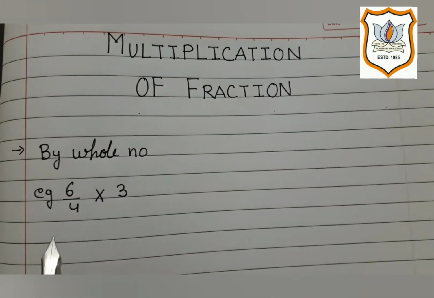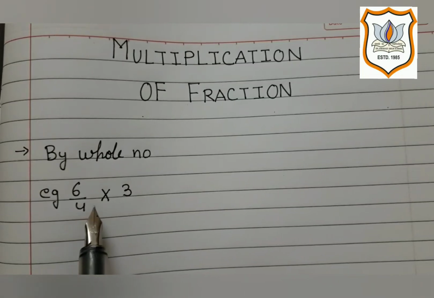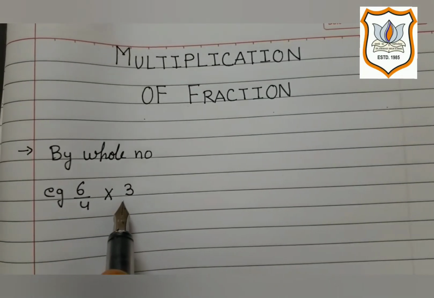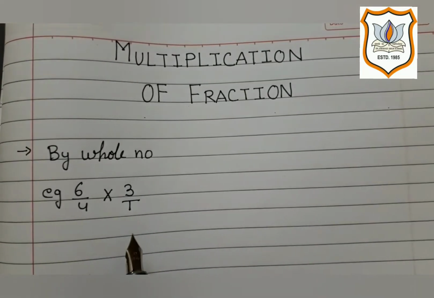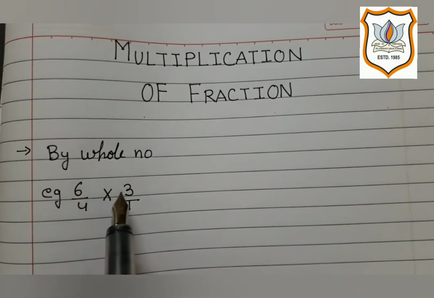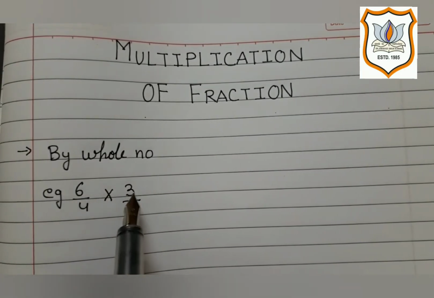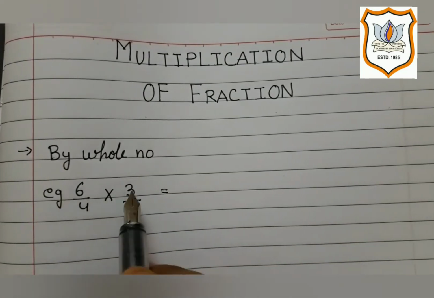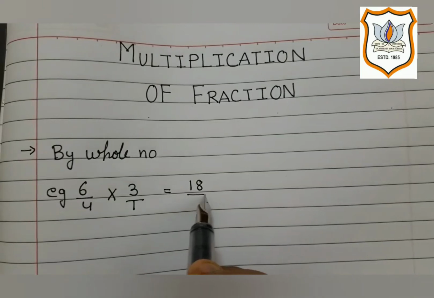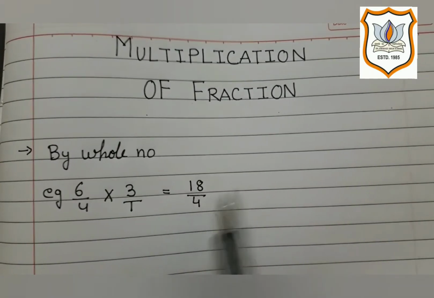If you have a fraction, let's suppose 6 upon 4, and you have to multiply it by a whole number 3, just put 1 as the denominator in the whole number and then multiply numerator by numerator and denominator by denominator. 6 into 3 is equal to 18 and 4 into 1 is equal to 4. So the fraction will become 18 upon 4.